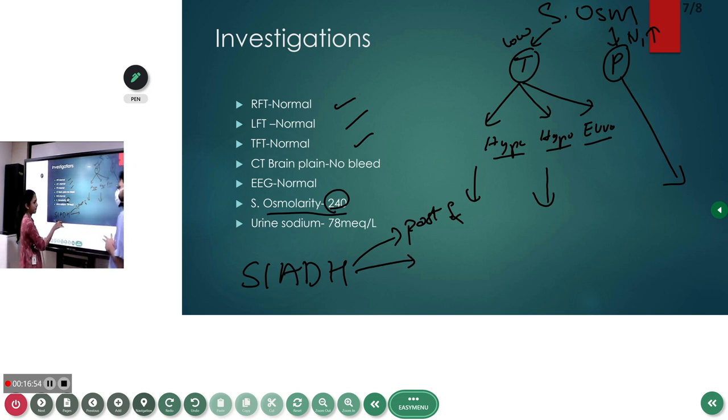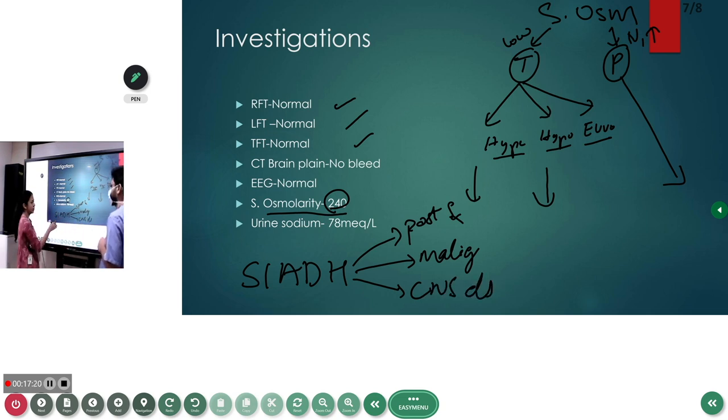What might be the cause for SIADH? Post surgery. She's not on any drugs or anything. SIADH, multiple things are there. Post surgery, and post infections. Is she having any infection? No, CBC, CRP, everything was normal. Then what can be the other cause? Drugs can cause SIADH. She's not on any drugs.